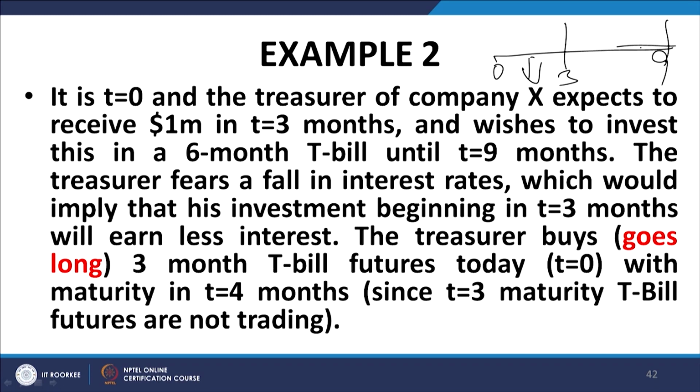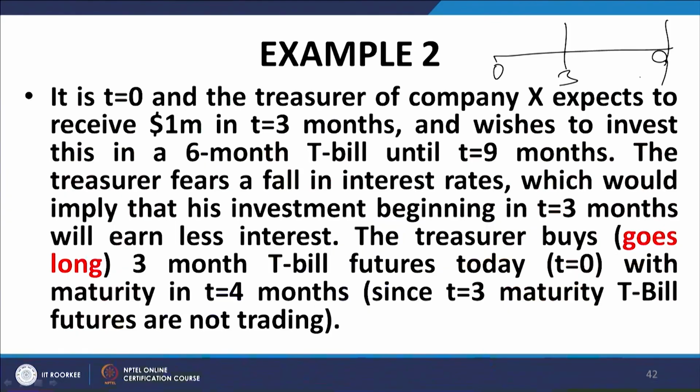He goes long in 3-month T-bill futures at this point. Now, by going long in T-bill futures, what does he do? If there is an increase in the price of T-bills or T-bill futures, he will make a profit. In other words, if interest rates go down, the loss that he will make on the cash position on the investment will be compensated by the profit that he makes on the futures position.